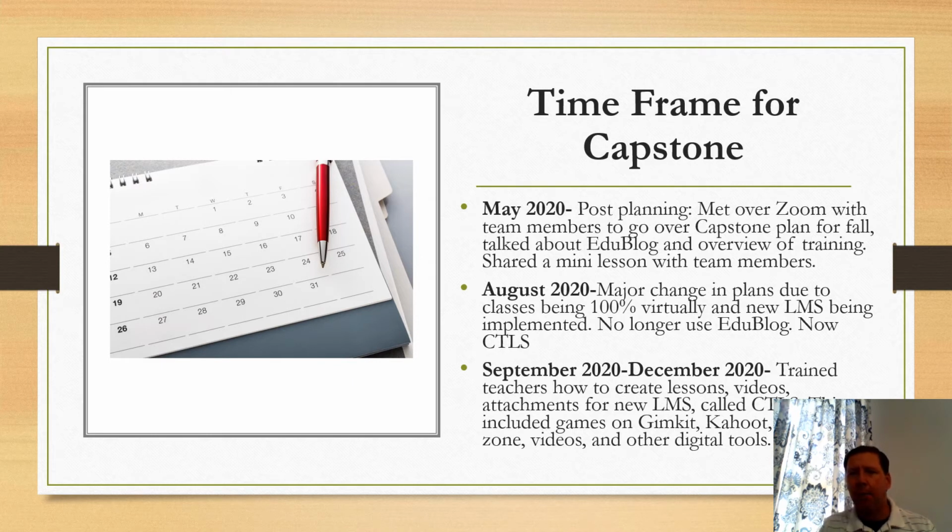The other change then in August, we were going to start teaching the kids EduBlog, but as you can see, I wrote there, major change with this because we were straight up virtual, as I'm sure many of us were. We weren't allowed to use EduBlog, so once again, another major change I had to go with. We're going to use CTLS, a completely brand new LMS, and then through September and December, like I said, a lot of different changes, a lot of different pivots, if you will, adapted change, whatever word you want to use, because no longer were we using the EduBlog system.